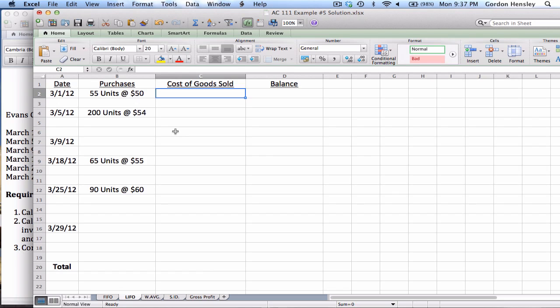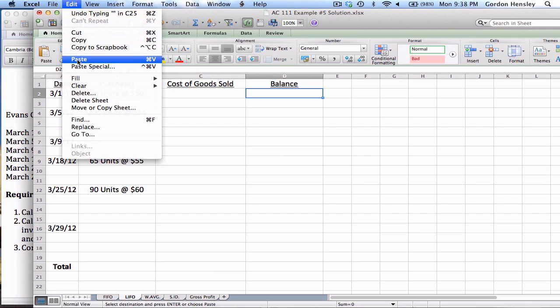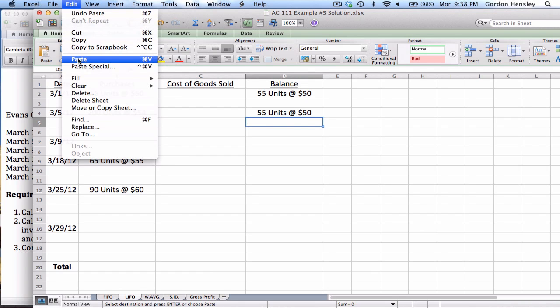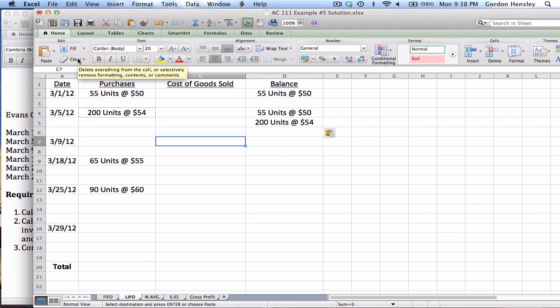So again, to repeat this process under LIFO, on March the 1st, we bought the 55 units at $50. So it was just a purchase, and that was our balance of inventory as of that day. And then we get down here to the next day, which was the 5th. We still have those same units, plus we have the additional layer of the 200 units at 54. So it pretty much looks exactly the same until you get all the way up here into March the 9th. So if you were to look at this compared to FIFO up to this point, everything looks identical. But here's where it starts to change.